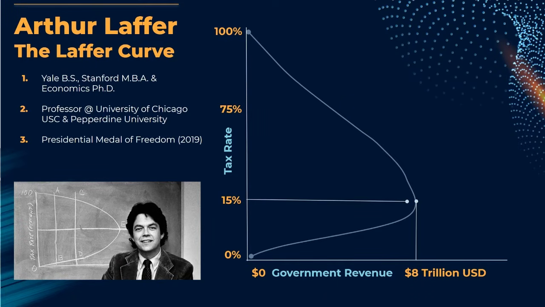So, who is Art Laffer? What is this Laffer curve? Art Laffer is an economist. He got his PhD at Stanford. He was a professor at the University of Chicago, the same place Milton Friedman used to teach at. He also taught at USC, and he had the great honor of being a distinguished visiting professor at Pepperdine University. And again, he was honored with an incredible recognition with the Presidential Medal of Freedom, the highest civilian honor you can get, in 2019. So here's the Laffer curve.